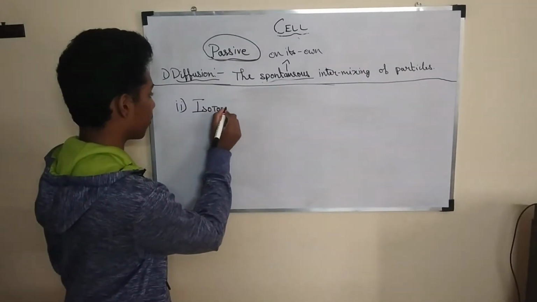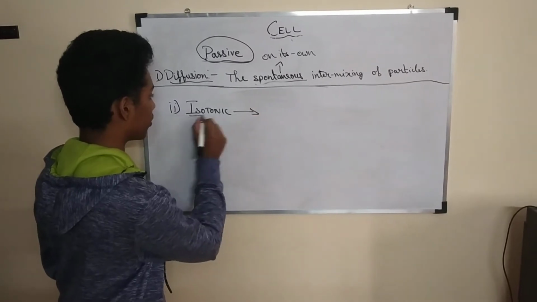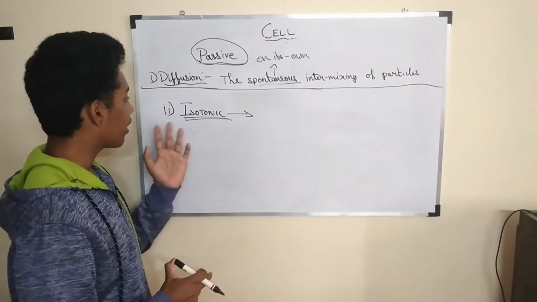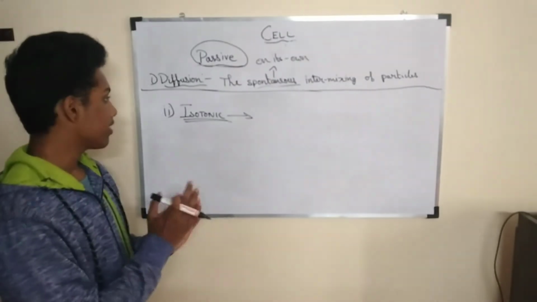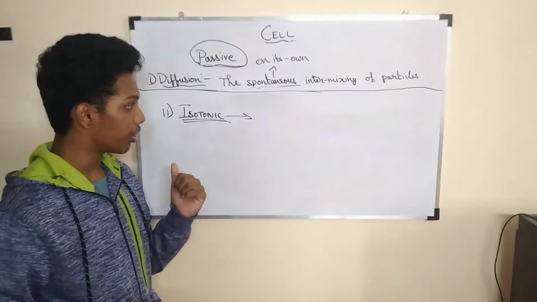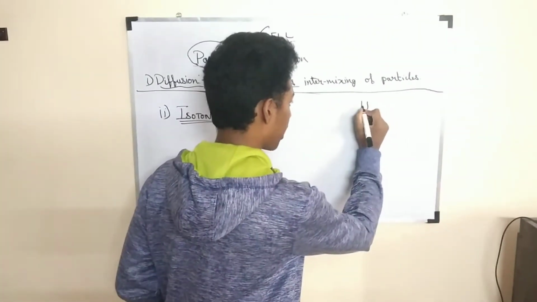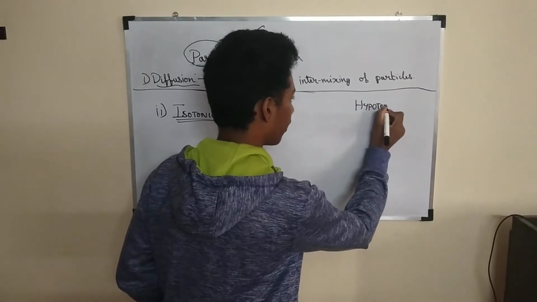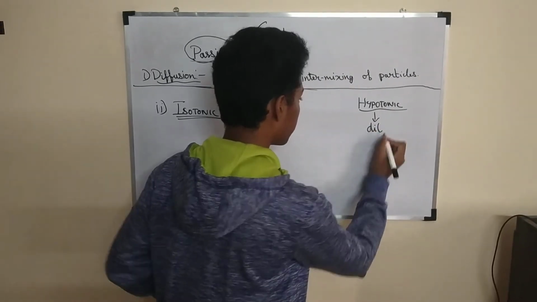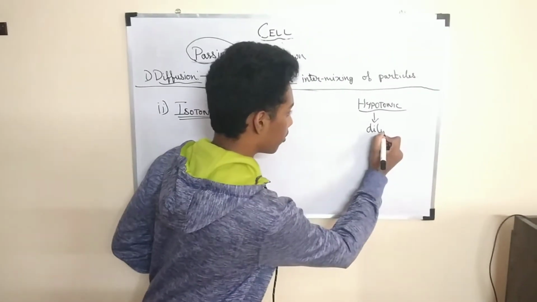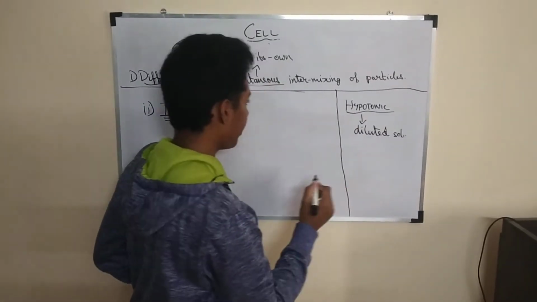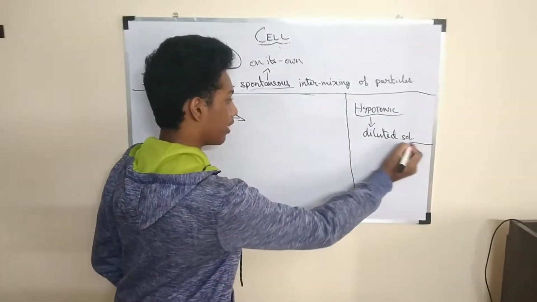Isotonic solution. I'll just write it as isotonic solution, right? So isotonic solution is very easy. It's not hypotonic and it's not hypertonic. It is normal, just a normal solution. And if we discuss hypotonic solution, we'll just write the keywords here. Hypotonic solution can also be known as diluted, because the solute concentration is low, so it can also be known as diluted solution.